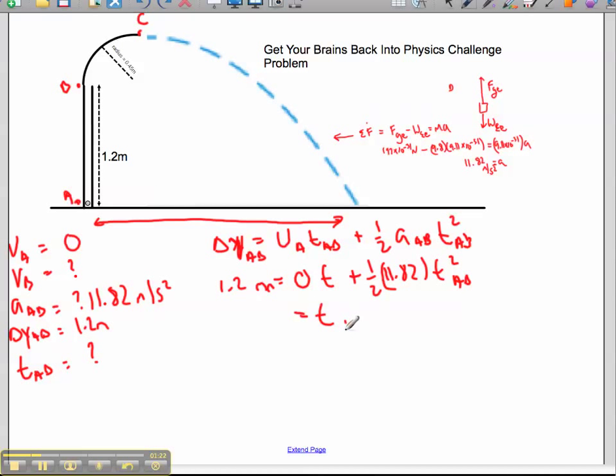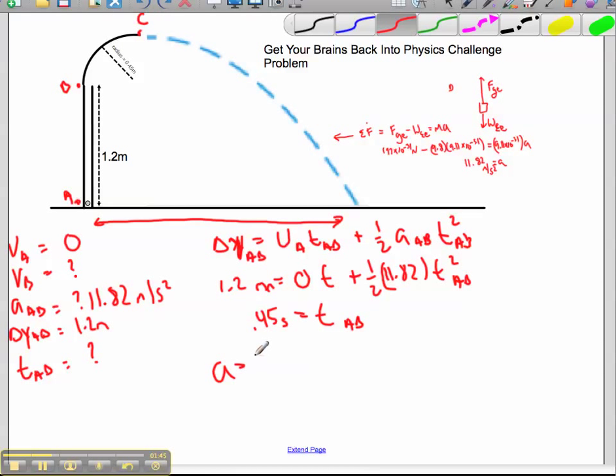And solving for the time from A to B gets you 0.45 seconds. Well, that should allow us to easily calculate the velocity at point B.